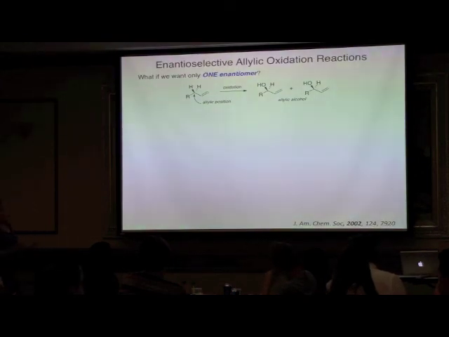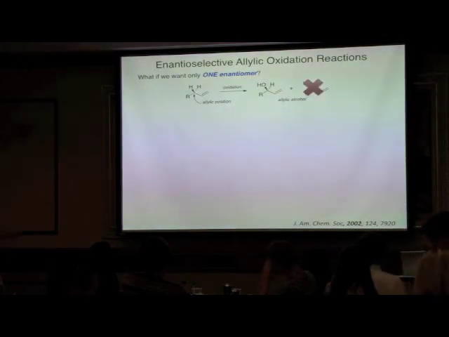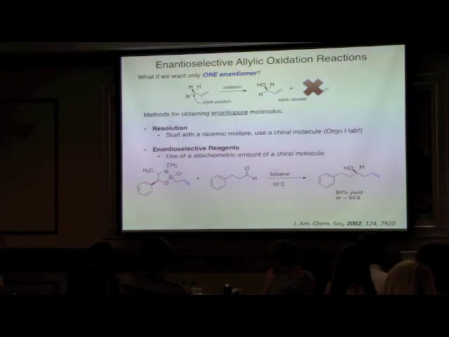So how do we get one enantiomer? We have this reaction, and we're like, we don't want that one, we want this one. There are a couple ways that you can actually do this. So the first way is something you guys have actually done.